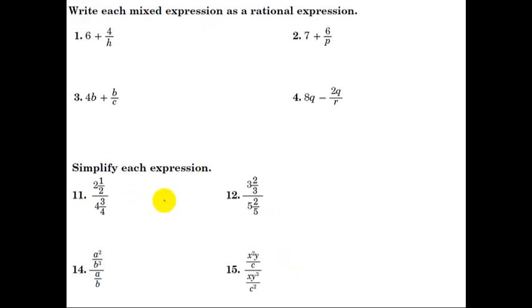Okay, some examples. Write each mixed expression as a rational expression. So we're taking something that's got a fraction here and a whole number here. To combine them together, you need to get a common denominator. Now, of course, the 6 really has just a 1 down here. So to get a common denominator between a 1 and an h, we're just going to make this h over h. Okay, so we have 6h plus 4, 6h plus 4 divided by h. There's our final answer. We've now combined it into a rational expression.